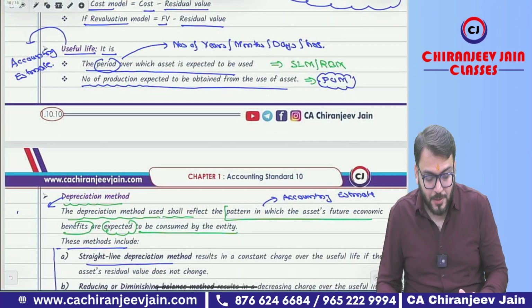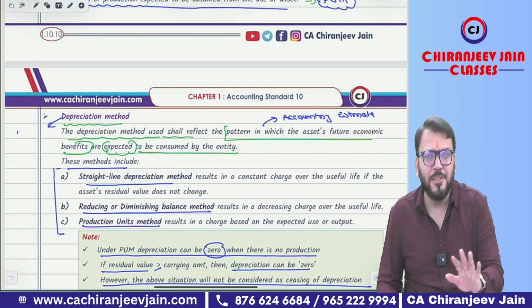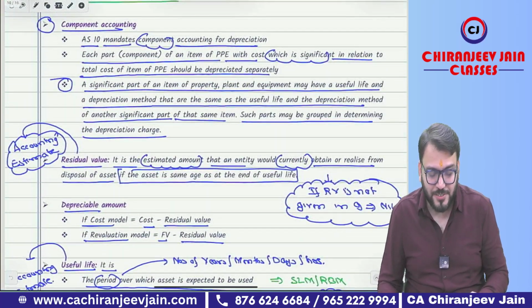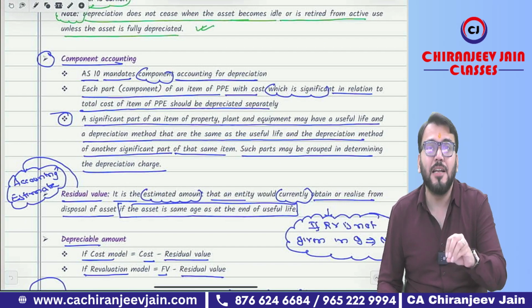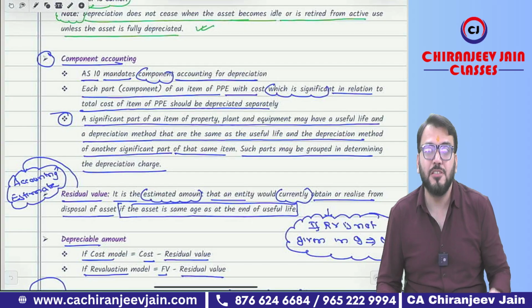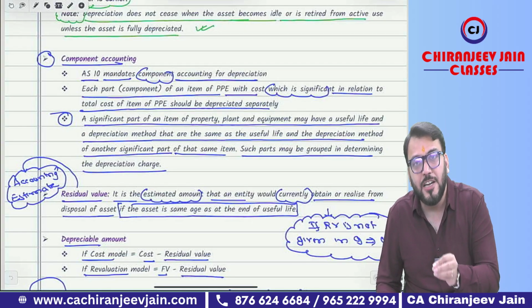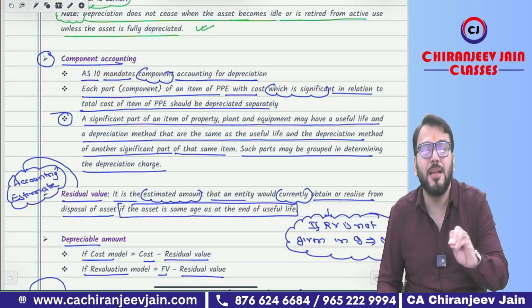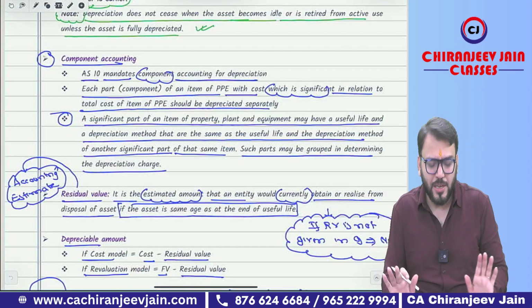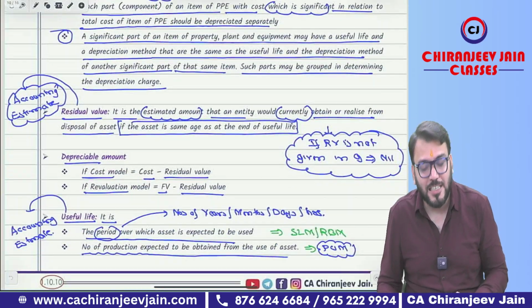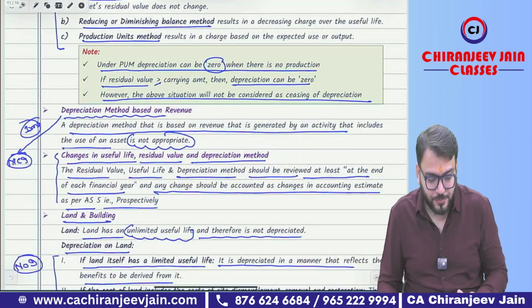Already we discussed the formula and everything about this. We are not going to revise that. However, AS 10 mandates component accounting for depreciation, which means each significant component having a different useful life and different depreciation method will be depreciated separately. Yes sir, that will also be as per the information given in the question.